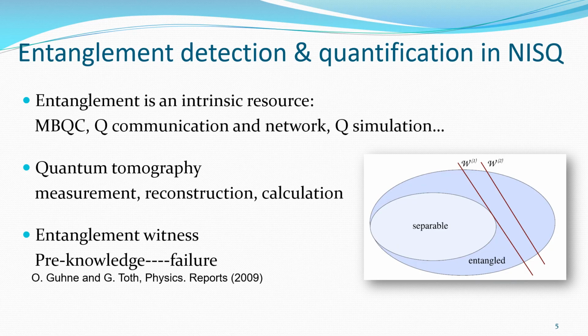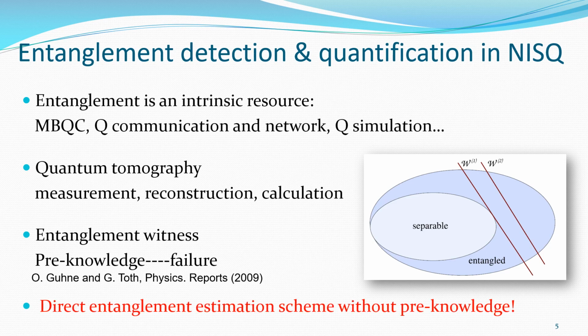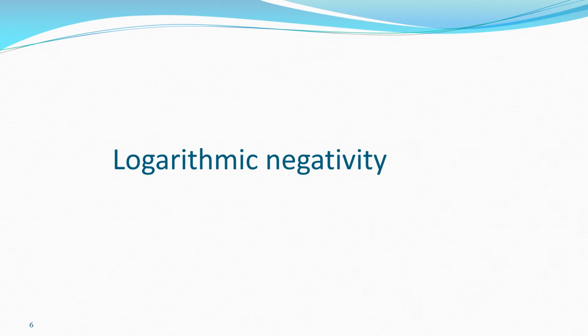Entanglement witness is an efficient method to detect entanglement. It relies on some pre-knowledge of the states. For example, one can construct some witness operators which act as a hyperplane in the state space. Because it relies on some pre-knowledge, it can fail to detect entanglement. So one needs a direct entanglement estimation scheme without pre-knowledge. Let us introduce the log negativity measure for entanglement.